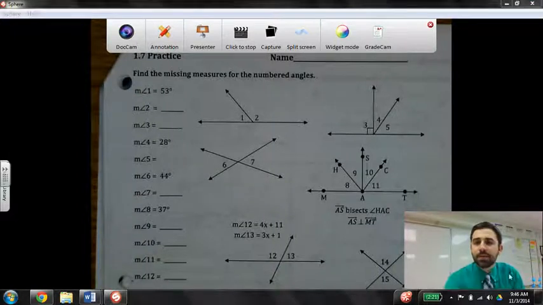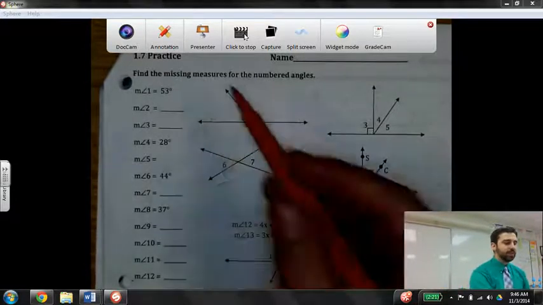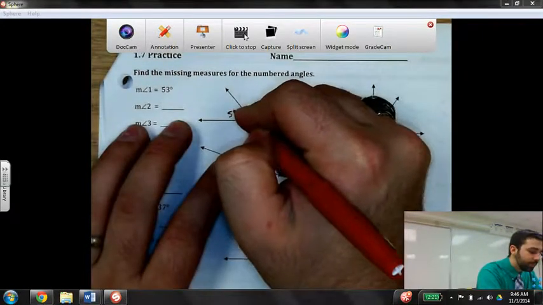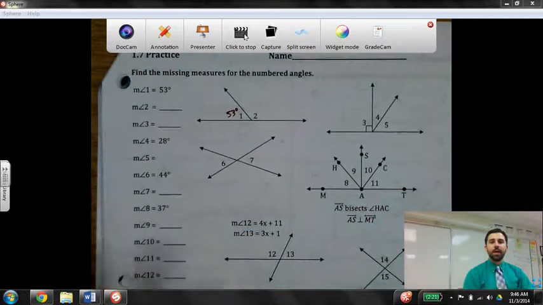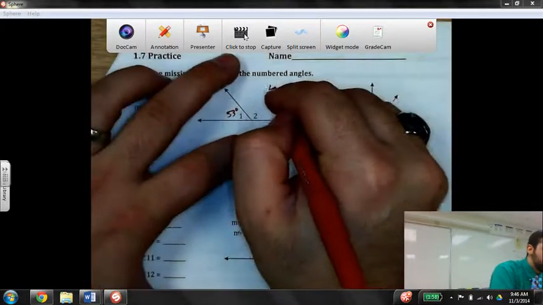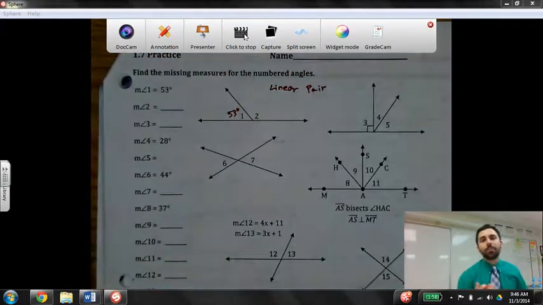In this video, we are going to use what we know about angles to find missing angle measurements. So, looking at angles 1 and 2, we see that the measure of angle 1 is given, which is 53. And looking at these, we know that angle 1 and 2 form what's called a linear pair. And based off that linear pair postulate, if two angles form a linear pair, then they are supplementary.